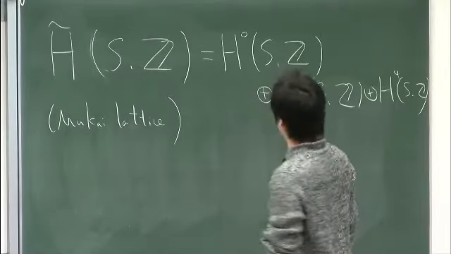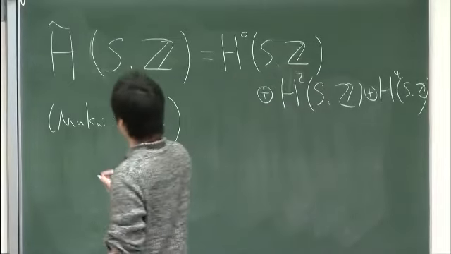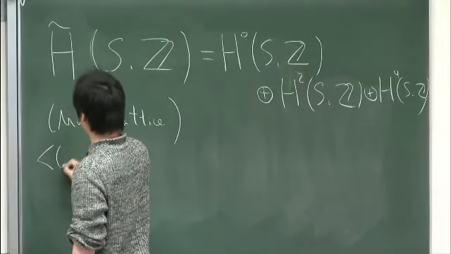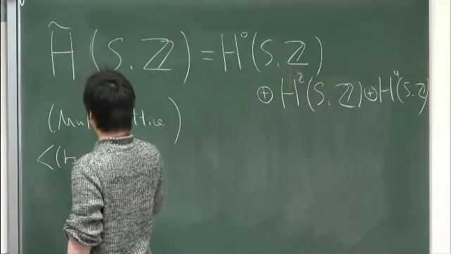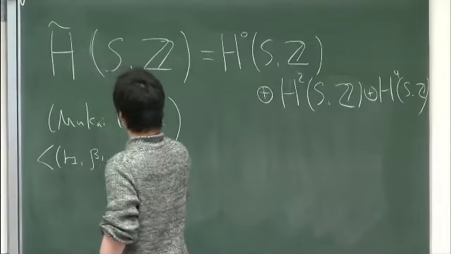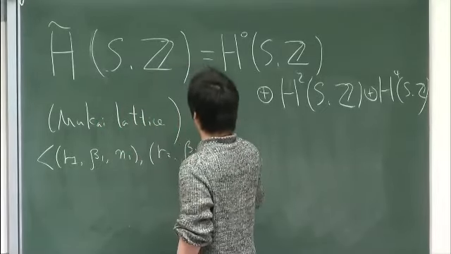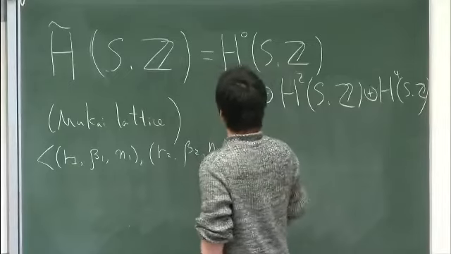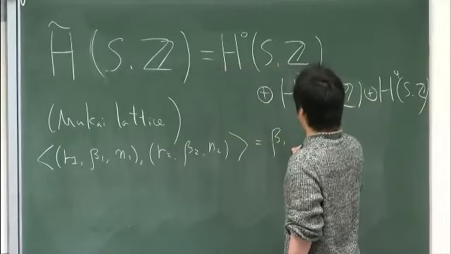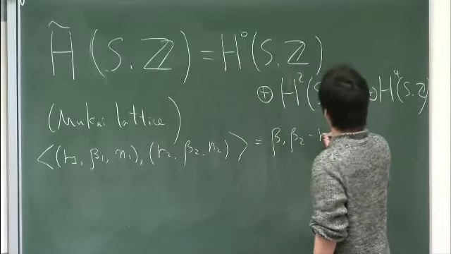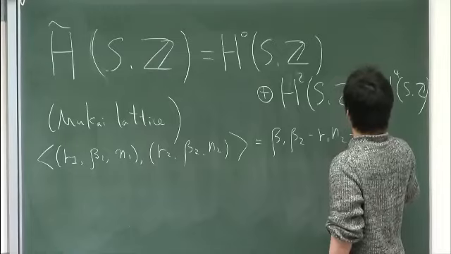Like this, and you can define an inner product. This is the Mukai inner product. It's defined on (R1, beta 1, N1) and (R2, beta 2, N2). So this is defined by beta 1 beta 2 minus R1 N2 minus R2 N1.